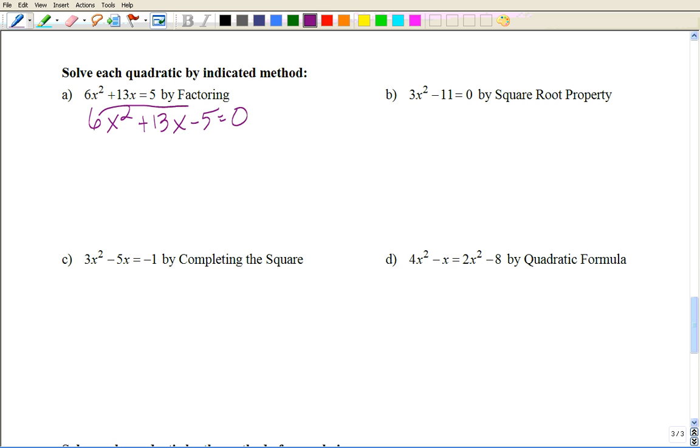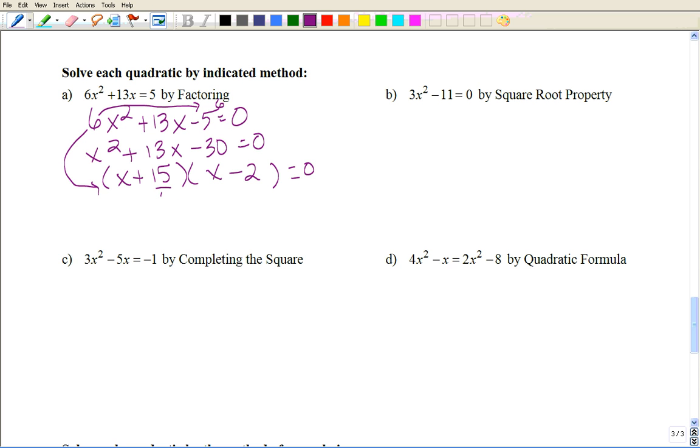So 6 times 5 is negative 5 will be negative 30. So you have x squared plus 13x minus 30 equals 0. So what multiplies to negative 30 but adds to positive 13? That's x plus 15 and x minus 2. Well, we slipped the 6 out, so now we need to slide the 6 back in under here.